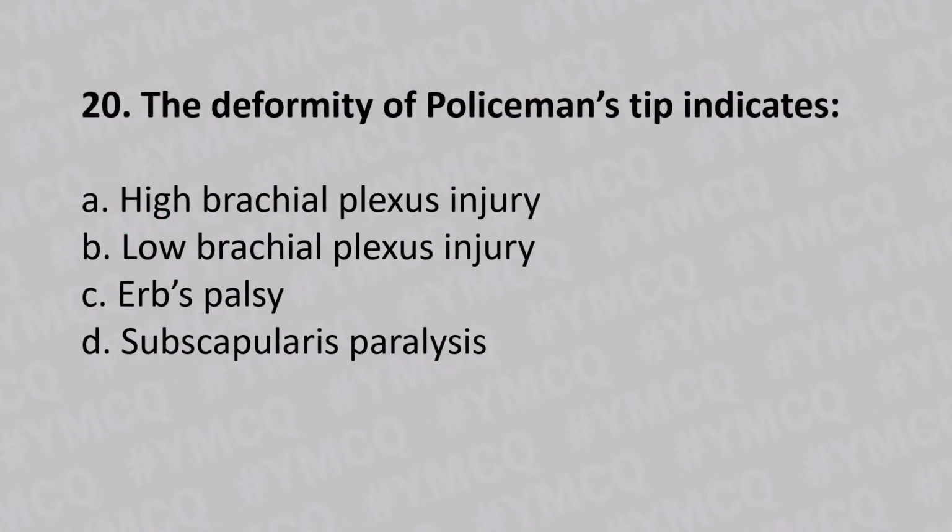Moving to our 20th question. The deformity of policeman's tip indicates option A, high brachial plexus injury. Option B, low brachial plexus injury. Option C, Erb's palsy. Option D, subscapularis paralysis. And the answer is option C, Erb's palsy.